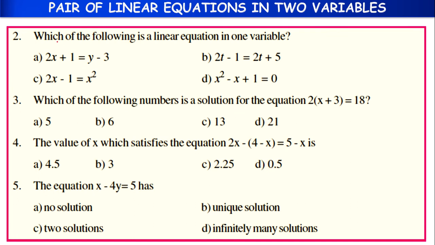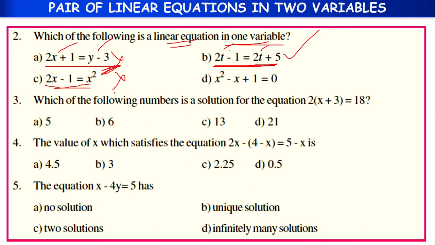Next one. Which of the following is a linear equation in one variable? In option A we have two variables x and y, wrong option. We have only one variable t here and the highest power is 1, so it's the correct answer. We have power 2, x square, so it's not a linear equation. It's a quadratic equation because the power is 2. So option B is correct.